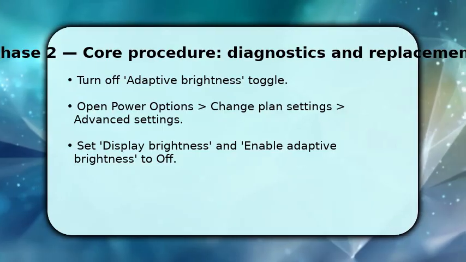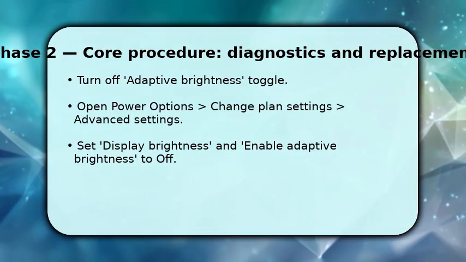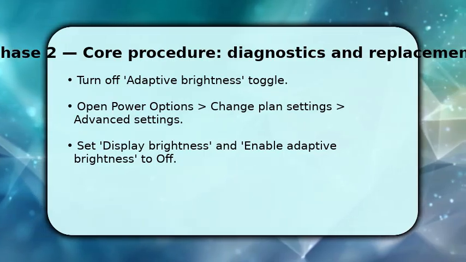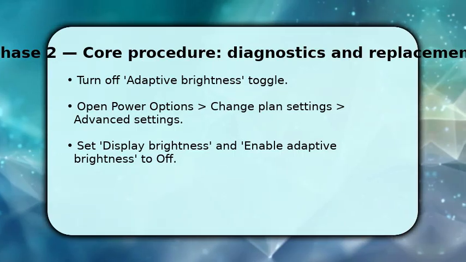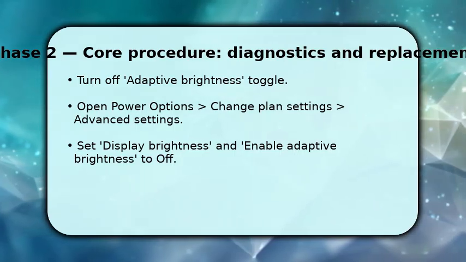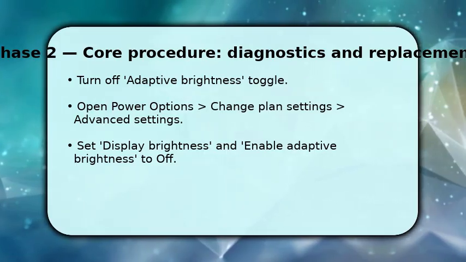Now you will turn off the adaptive features so the screen holds a steady level. In Display Settings, flip off the Adaptive Brightness toggle. If it's missing, open Power Options and edit your active plan. Under Advanced Settings, expand Display, then Adaptive Brightness, and set both on battery and plugged in to off.